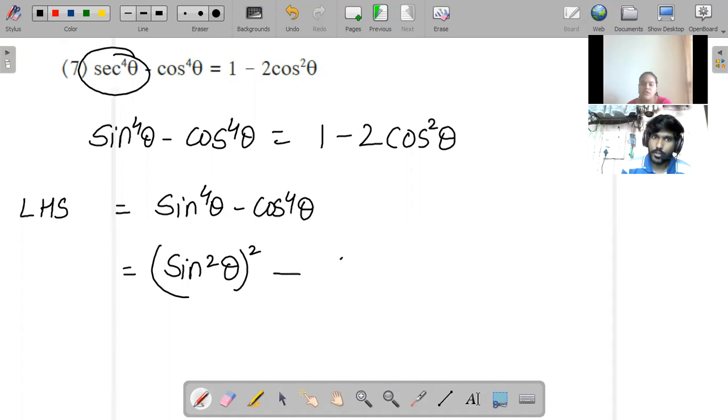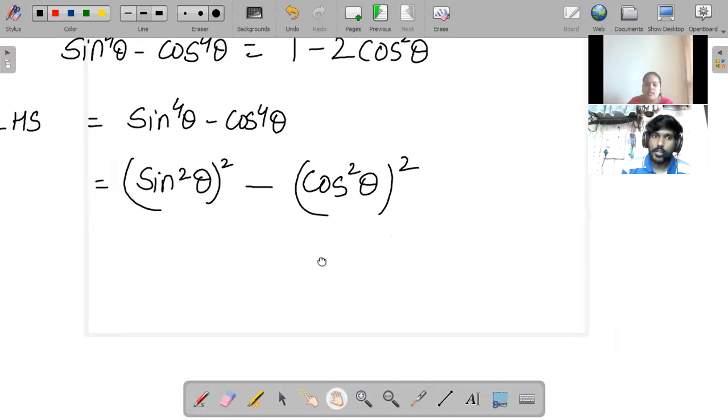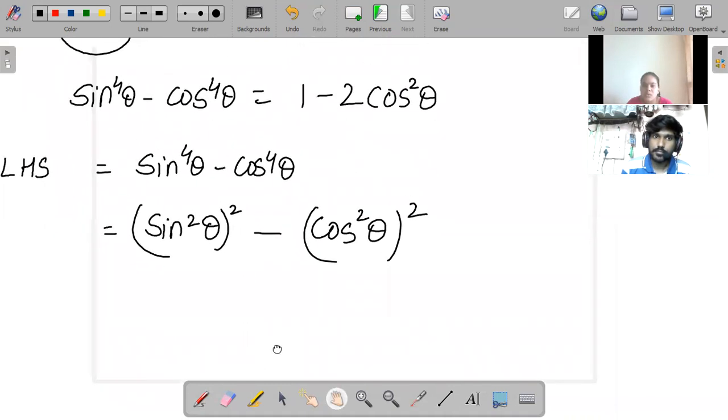Same thing, do it for cos. So cos square theta, the whole bracket square. Now, sine square theta minus cos square theta whole bracket square, we couldn't have done it, no, because the squares are different, no? So that's why we cannot do that. Now, if you see carefully, this is of the form a square minus b square. Yes. So we can expand it.